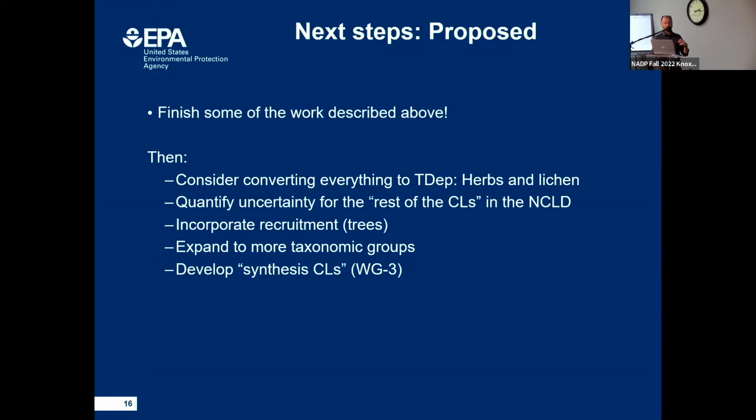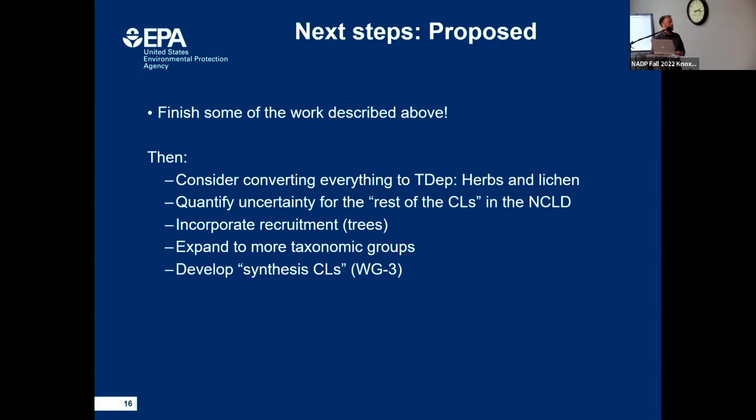There's a little bit of mixing and matching of data sets when you're looking at exceedances. And so that biases some of the exceedance values that you'll see, and that's something that we as a community need to figure out. There's lots of critical loads in the National Critical Load data set that haven't been quantified in terms of uncertainty, so we want to do that.